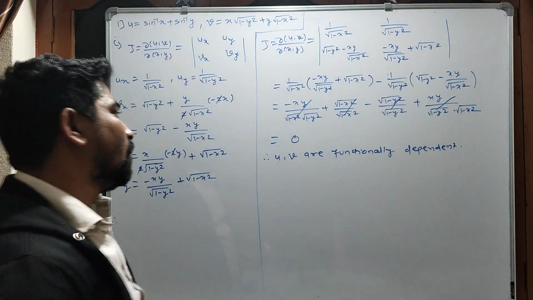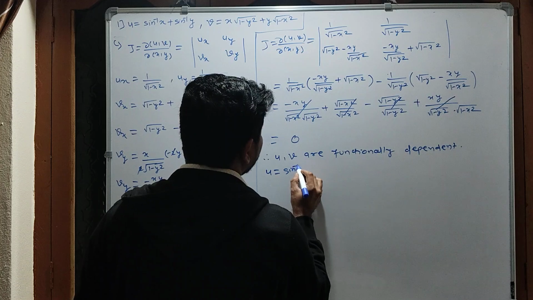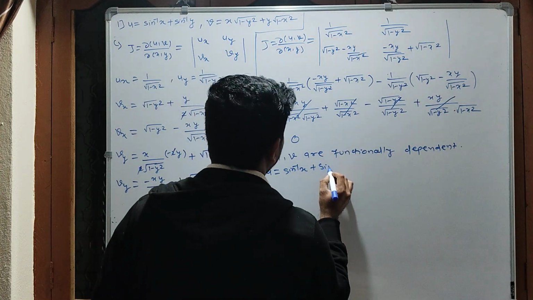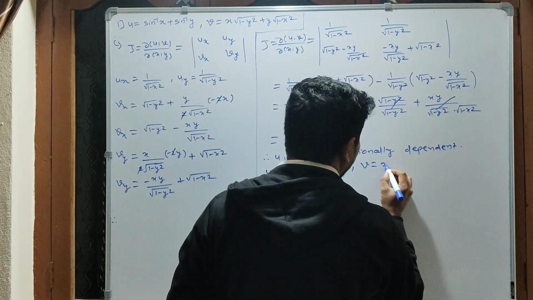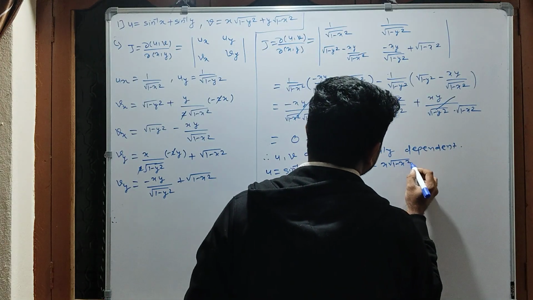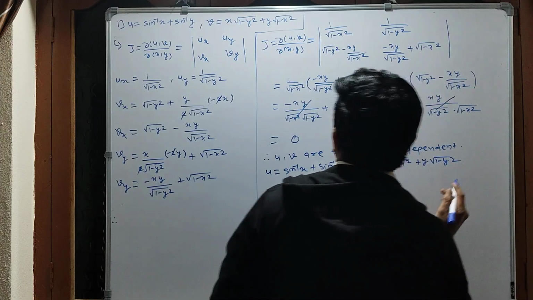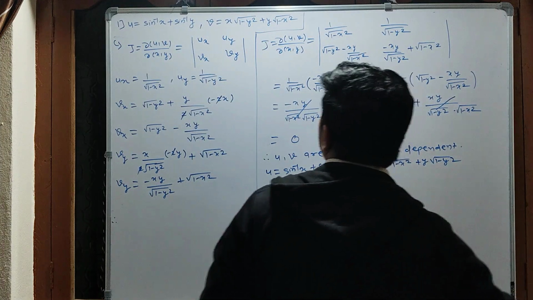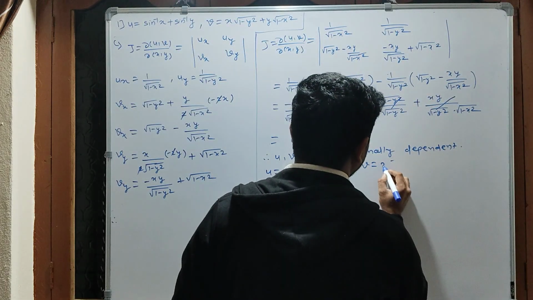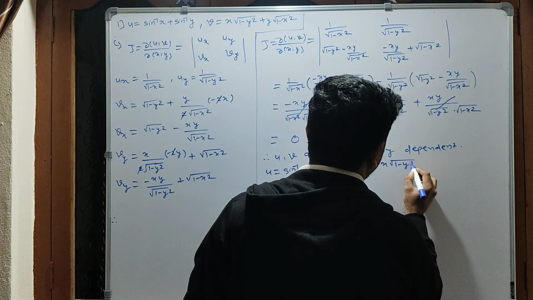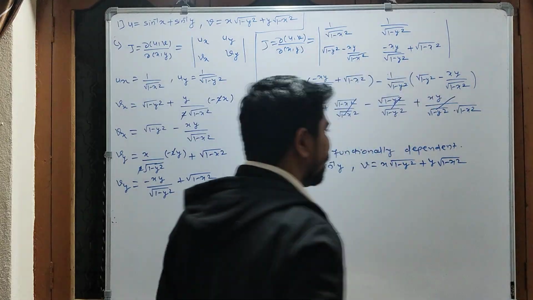How to find it is the following. Here u is given as sine inverse x plus sine inverse y, and v equal to x under root 1 minus y square plus y under root 1 minus x square. This is the given.